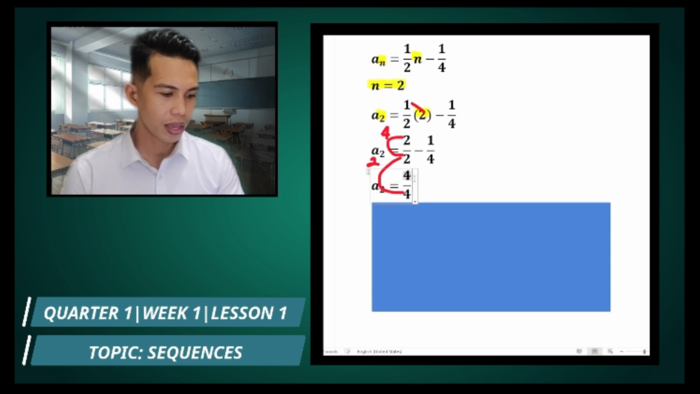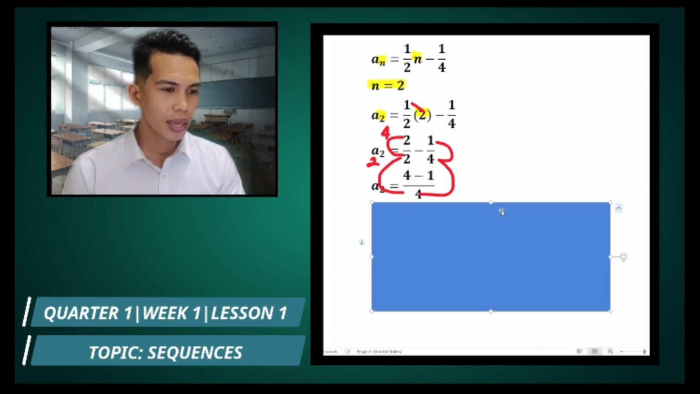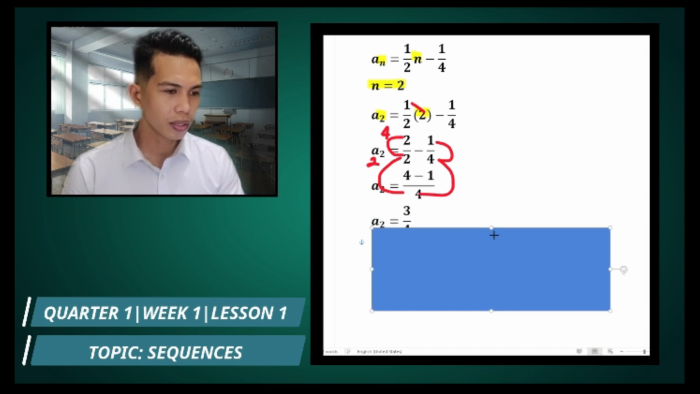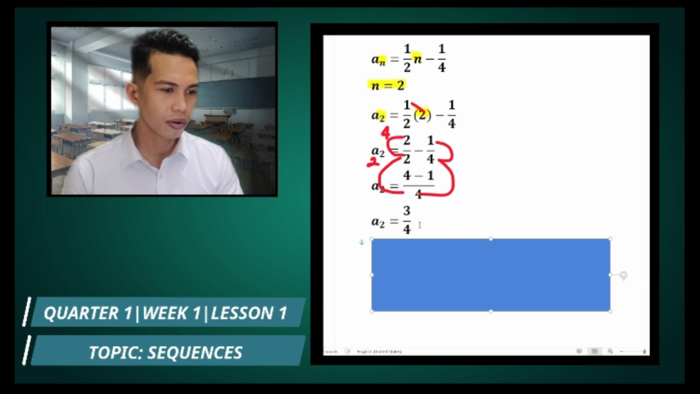So therefore, we have 4. Minus the same process. We are going to do 4 divided by 4 is 1 times 1, we have 1. Now we have 4 minus 1, which is 3 over 4. Therefore, our second term is 3 over 4.